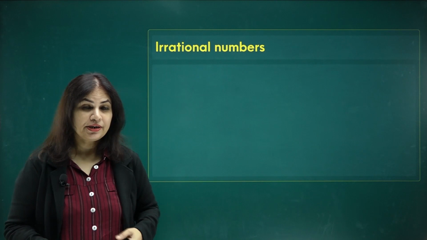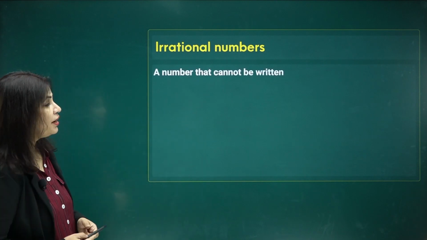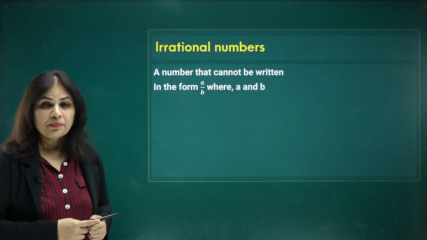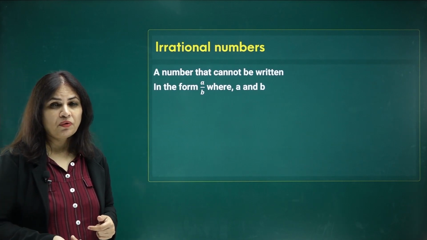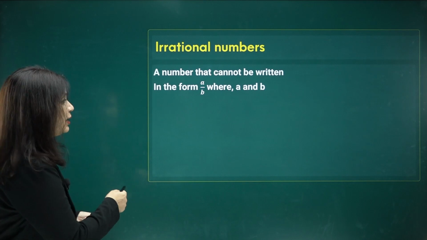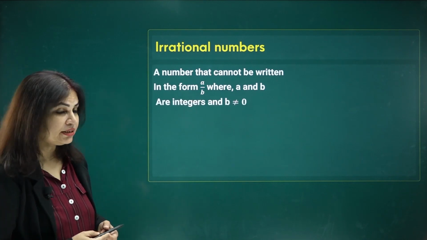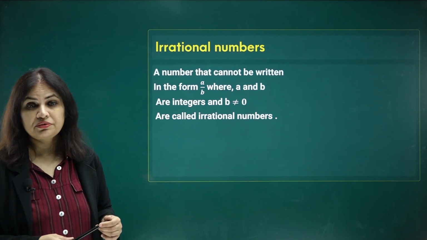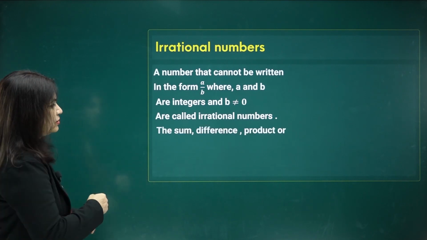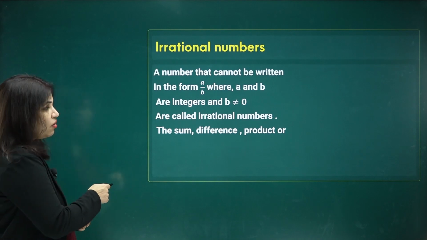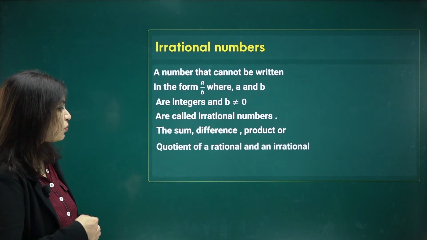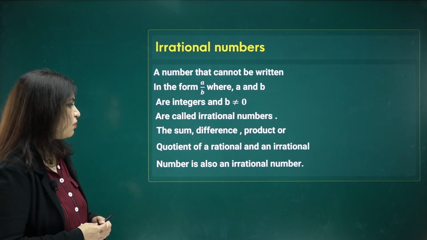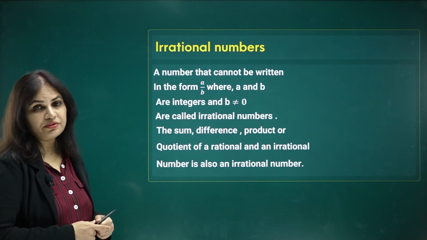Coming to irrational numbers: a number that cannot be written in the form of P upon Q or A upon B, where A and B are integers and B is not equal to 0, is called an irrational number. The sum, difference, product or quotient of a rational and an irrational number is also an irrational number.